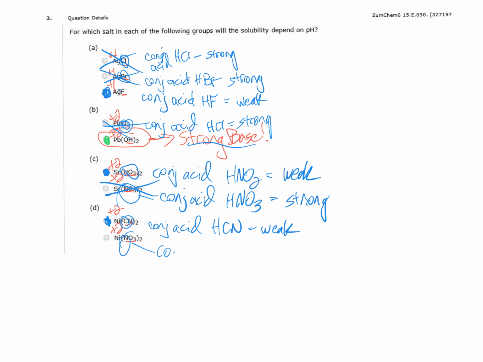And then lastly, just like we've considered before, nitrate is the conjugate of nitric acid, which is strong, and therefore the salt that contains that ion is not important in determining pH. It's all a matter of considering the conjugates.